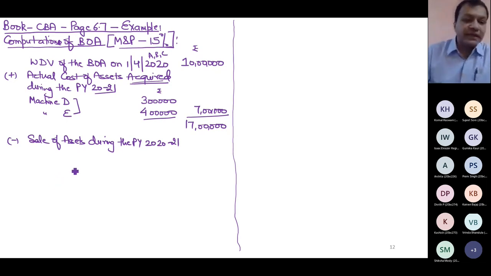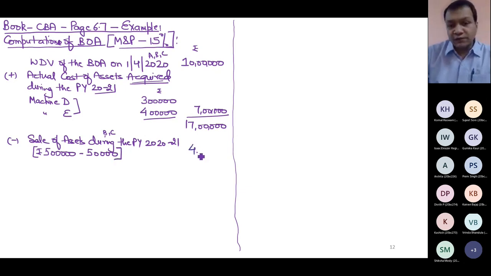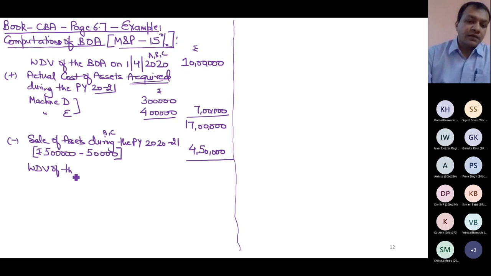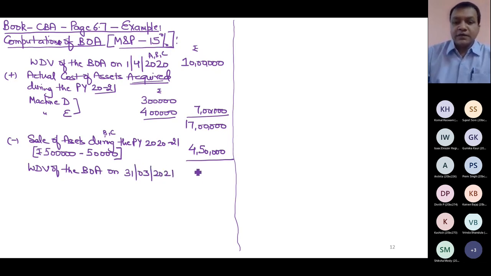So I'm selling machine B and C. So B and C are sold. Net sale value, I need to take net sale. Gross sale 5 lakh. Net sale 4 lakh 50. This is what the WDV of the block of asset on 31/3/2021 is. 12 lakh 50.